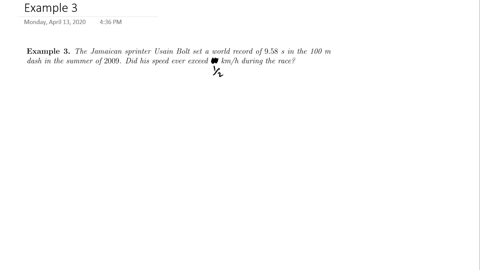So the Jamaican sprinter Usain Bolt set a world record of 9.58 seconds in the 100-meter dash in the summer of 2009. So that's the statement. What is the question? Did his speed ever exceed 1/2 kilometers per hour during the race?